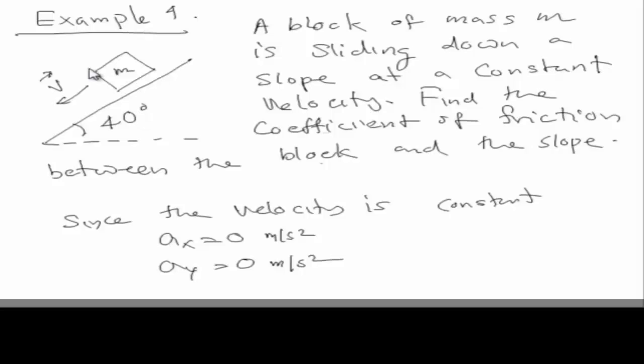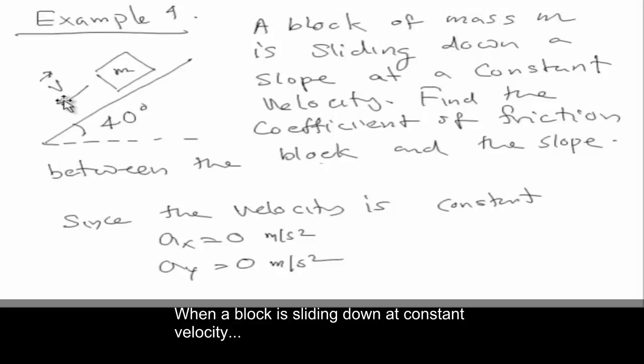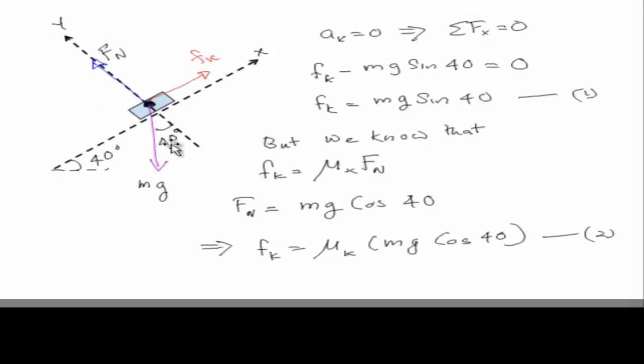Example 4. Now is again an inclined plane. It says a block of mass m is sliding down a slope at a constant velocity. Find the coefficient of friction between the block and the slope. Now again, in this situation there is a constant velocity, so the acceleration is 0. That means the acceleration in both x and y directions are 0. Now using the free body diagram, we have normal force in the y direction, friction force in the positive x direction, and mg pointed down. The angle is 40 here.